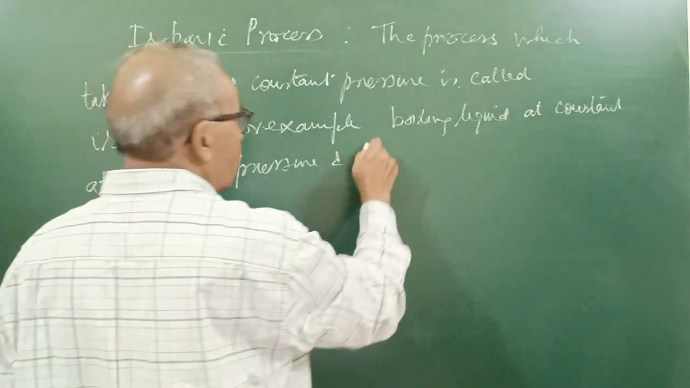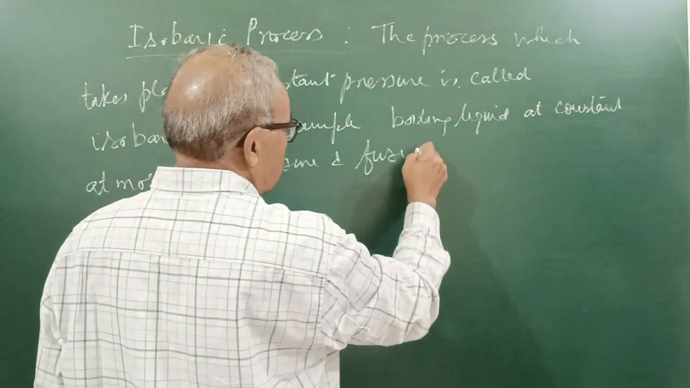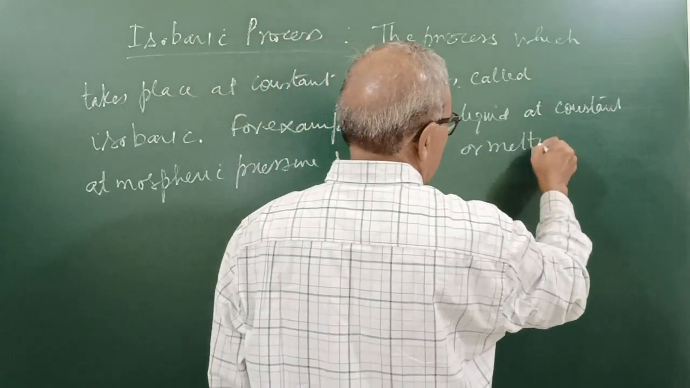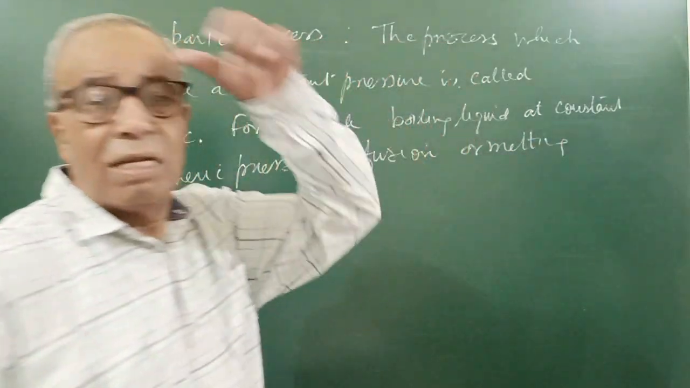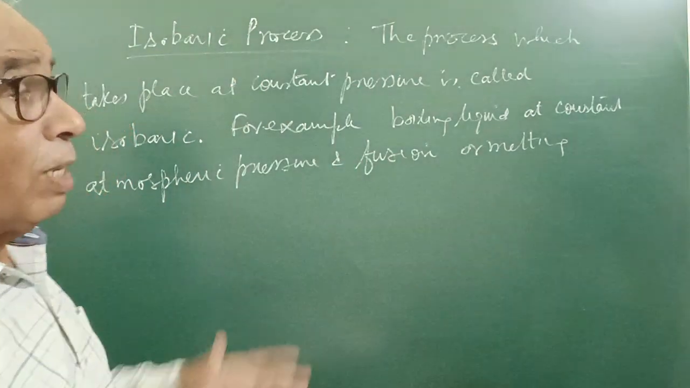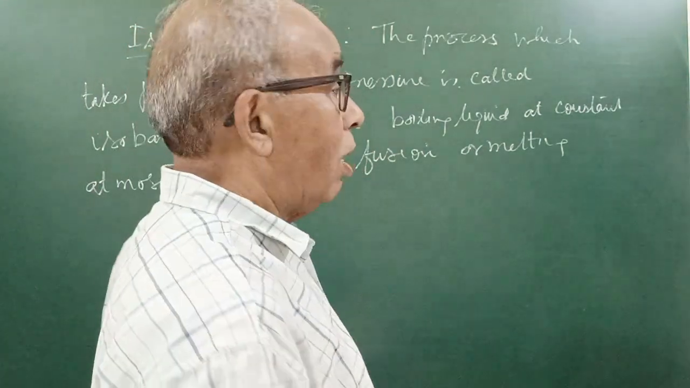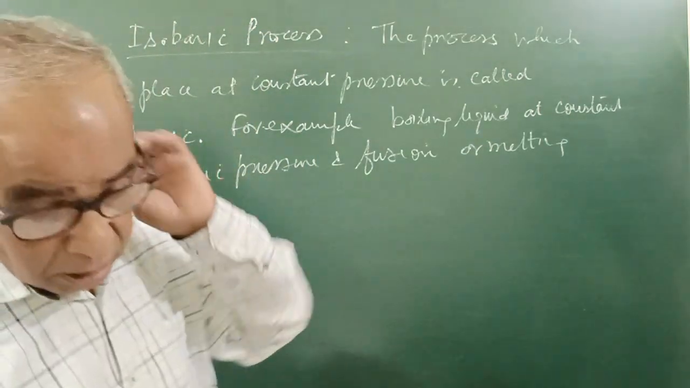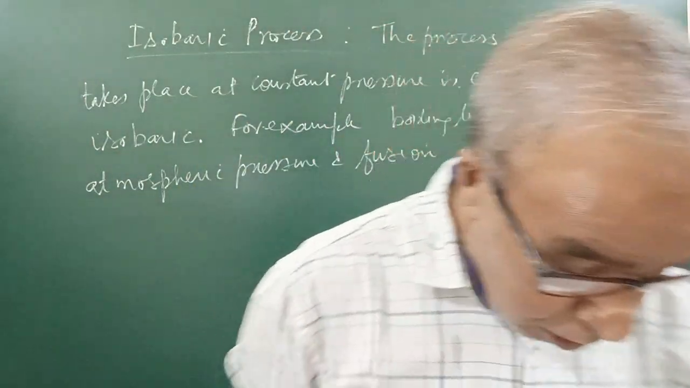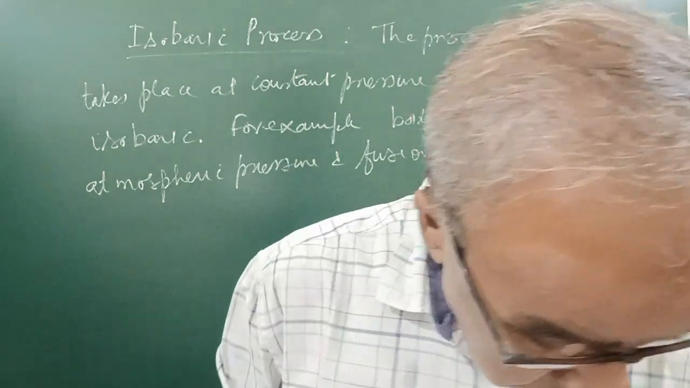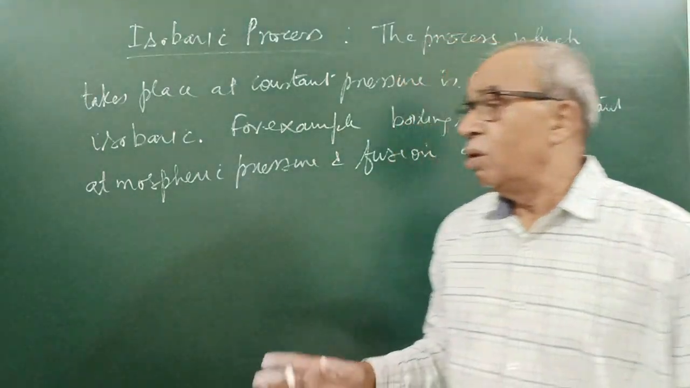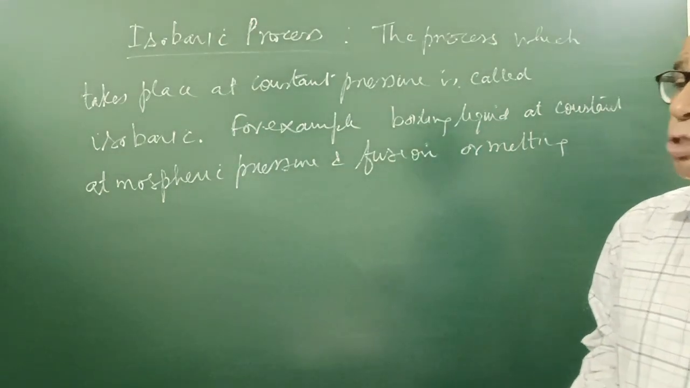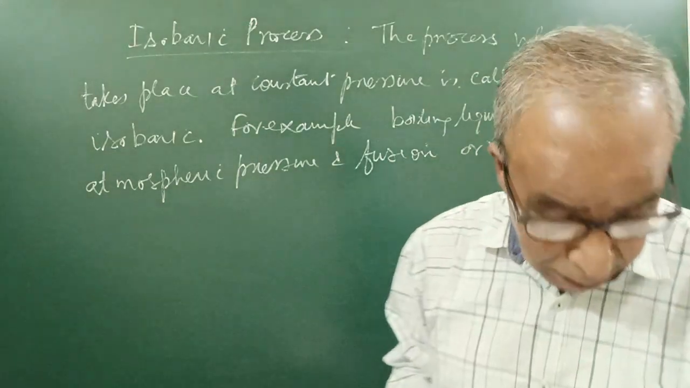And fusion or melting. Ice melts at constant pressure, or water gets fused into ice at constant pressure. So such a process is called isobaric, or superheating of steam at constant pressure is isobaric.